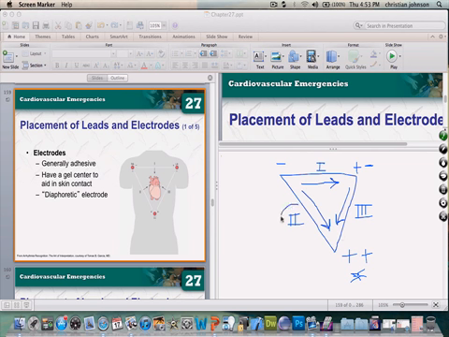When we're diagnosing rhythms, we're always looking at lead 2. That's what we're going to be going over, our lead 2 recognition, because once we get lead 2 down, then we can start looking at the other leads to tell us what else is going on.